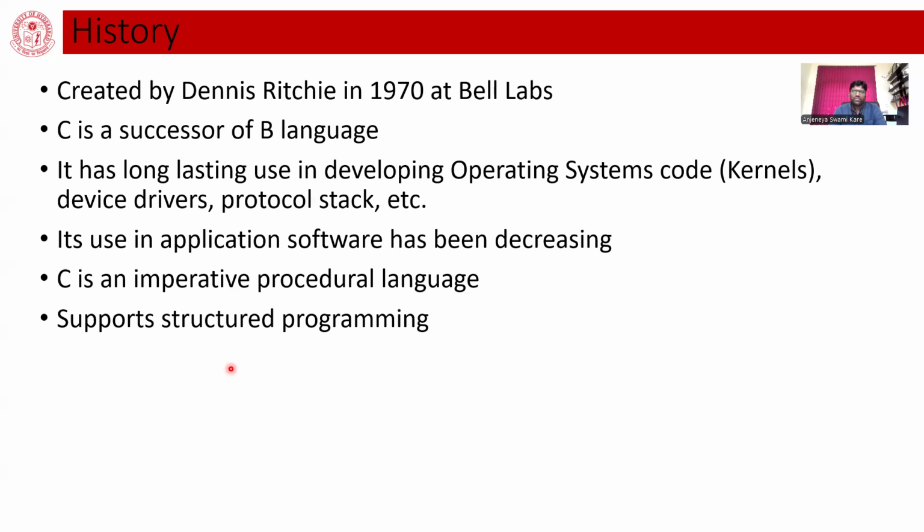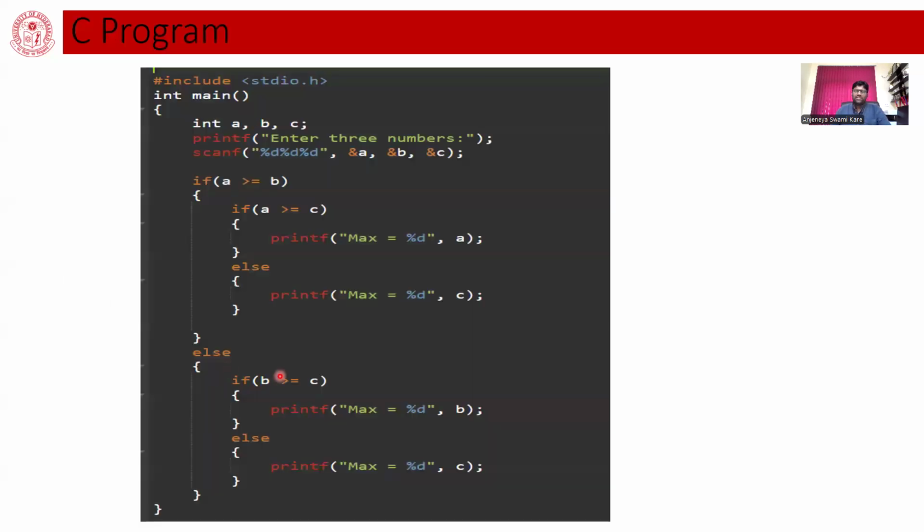C is an imperative procedural language, and it supports structured programming concepts. Programs are built using structured programming concepts like sequence, selection, and repetition. So let us see a sample C program and see what each statement means.